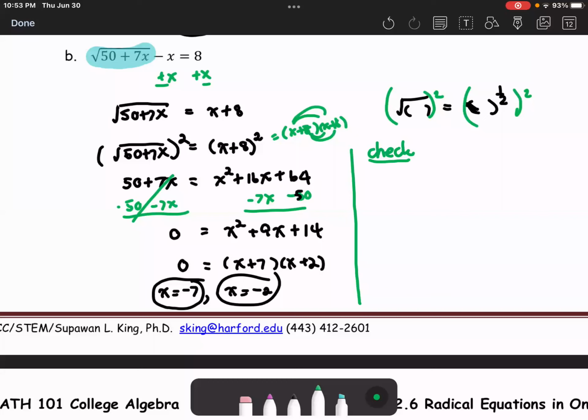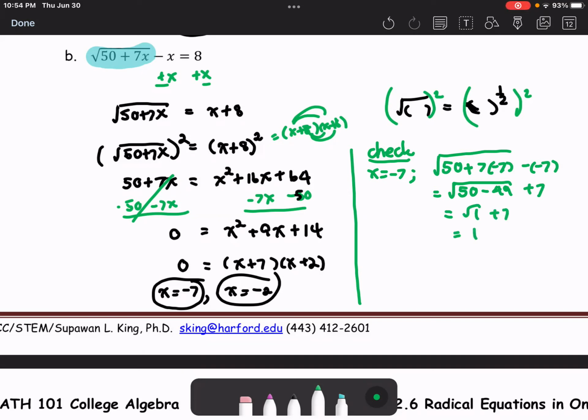Let's check the solution for x equals negative 7. The original on the left-hand side is the square root of 50 plus 7 times negative 7, and then subtracted by the x value, which is negative 7. It becomes the square root of 50 minus 49 plus 7, or the square root of 1 plus 7, which is 1 plus 7 equals 8. Check. So we keep this solution.